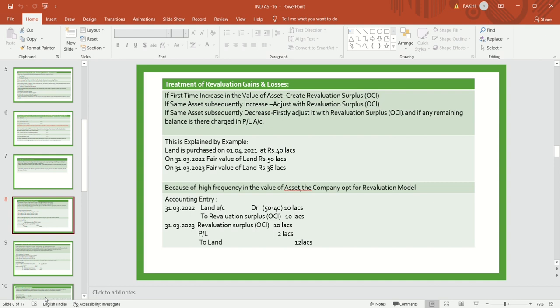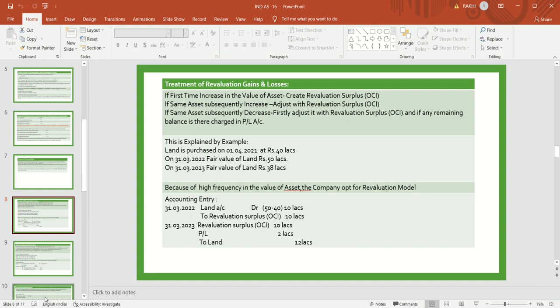And if in the next year the value of the land decreases, in the balance sheet we had adjusted the land and made it 50 lakhs, and that 10 lakhs we transferred to revaluation surplus. Now in the next year, the fair value of the land becomes 38 lakhs. It means it will decrease from 50 to 38, a difference of 12 lakhs.